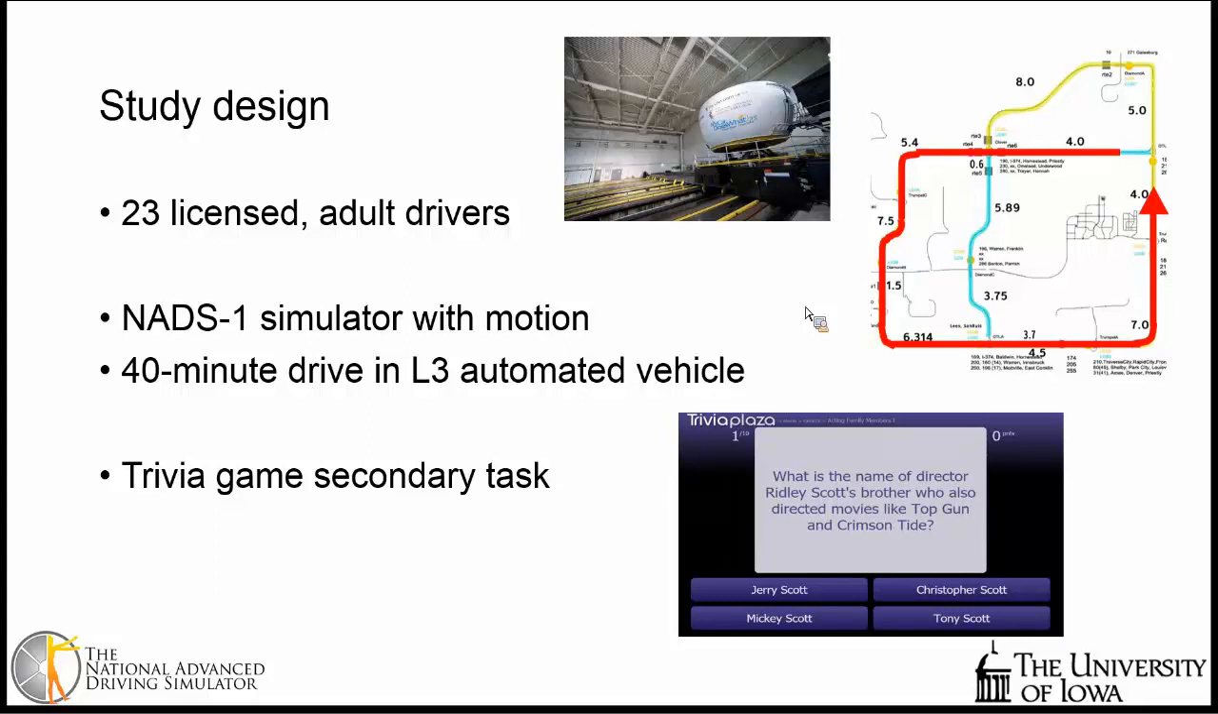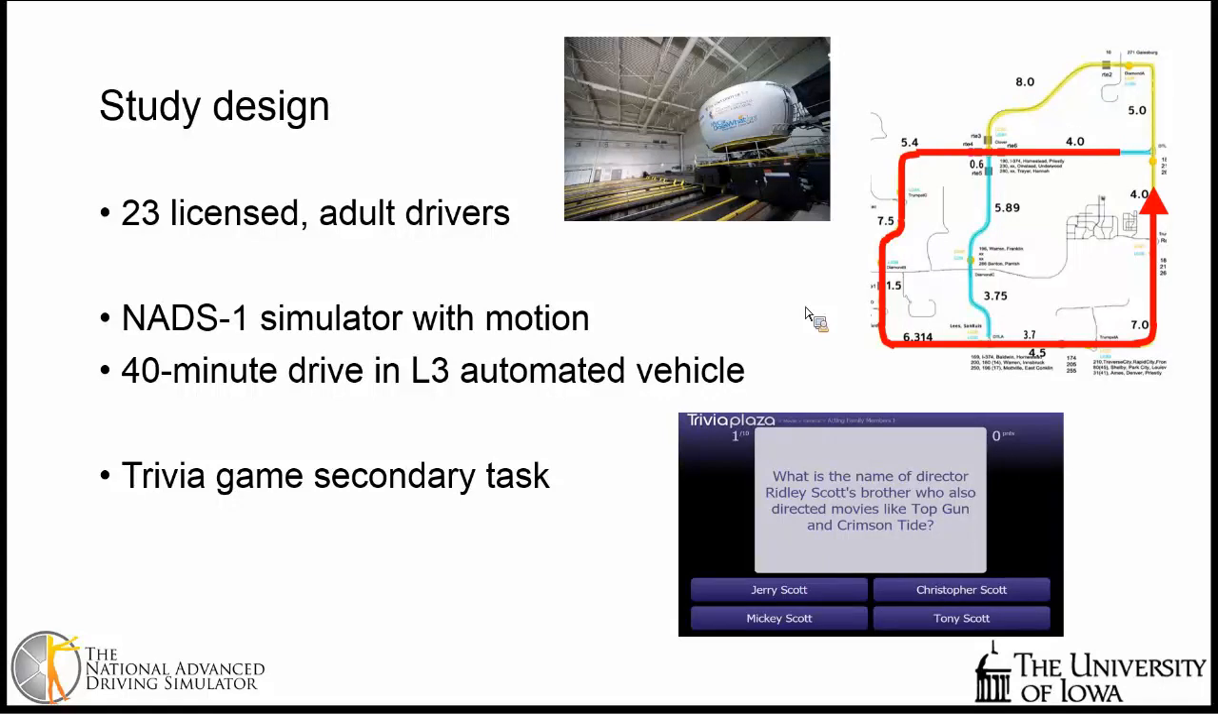So we had a design with 23 drivers who all were licensed, all younger to middle-aged. They drove an automated vehicle drive that we've been using in our simulator for several studies now. So this builds on previous automated vehicle work through SaferSim. But very briefly, this was a 40-minute drive where drivers were driving with a system meant to mimic a level 3 automated vehicle. While they were driving, they were encouraged to perform an engaging secondary task.